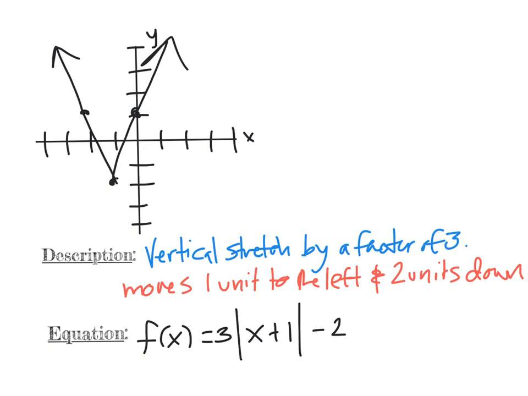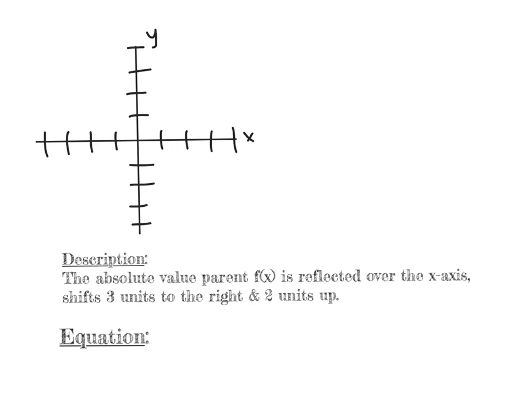All right, let's try one last example, and hopefully this is enough. So here we're given the description. The absolute value parent function is reflected over the x-axis, shifts 3 units to the right, and 2 units up. We want to be able to write the equation and draw the picture of that transformation that it went through. So let's talk about that. Let's start with the equation. Remember, the original transformation function, we have a|x - c| + k.